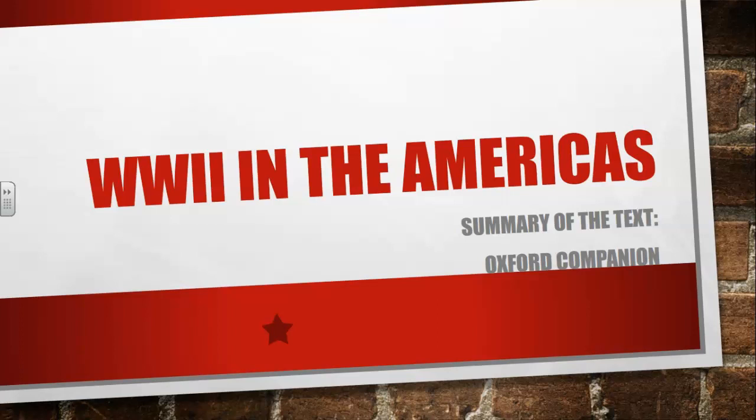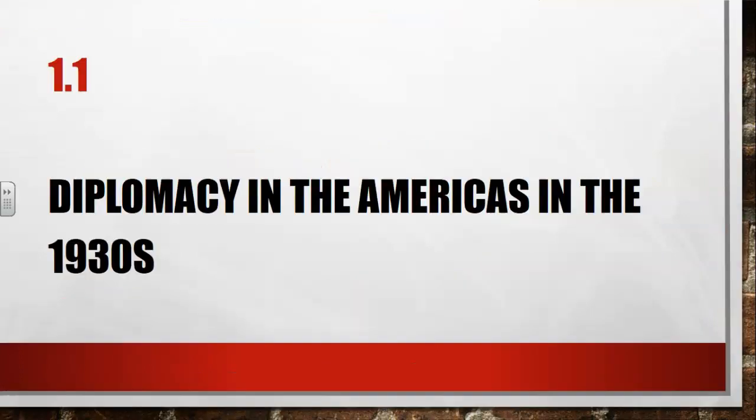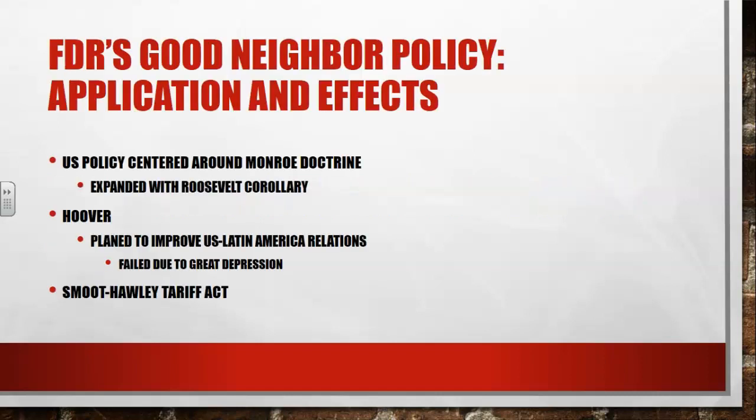So with that, we're going to dive into 1.1, Diplomacy in the Americas in the 1930s. Now, when we're talking about diplomacy in the Americas in the 1930s, the first thing that we absolutely must understand is Franklin Delano Roosevelt's policy, known as the Good Neighbor Policy, and the implications and the applications and the effects of this policy on the real development of relations between the United States and the other countries located in the Americas.